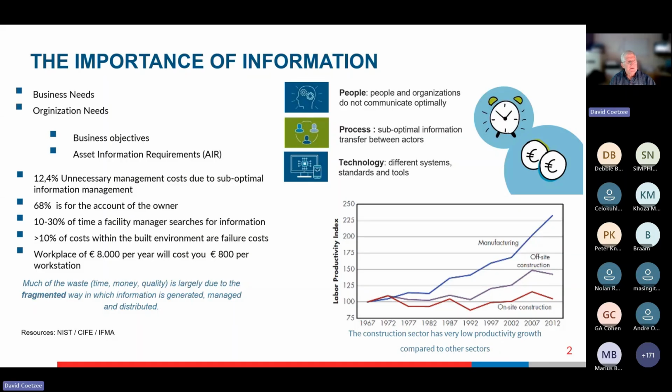Okay. Time, the 10 to 30% of the time that a facility manager searches for information. We want to really reduce that and put information at everyone's fingertips quickly and easily, because that is very much a cost saver. And then looking down on the right-hand side at that graph, the construction sector has very low productivity and growth. So that's the bottom line on-site construction if you compare that to manufacturing. And that's a really poor performance, and we really do need to improve the productivity of particularly infrastructure construction. So that's really focusing around civil and building work.